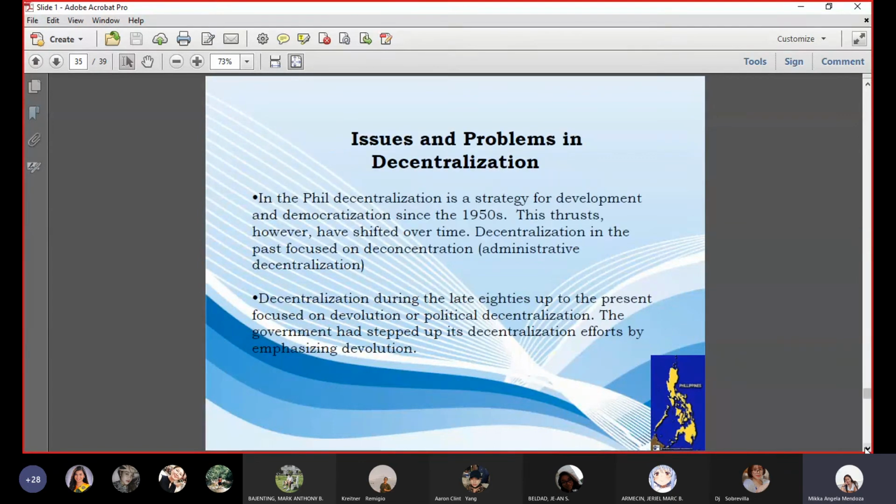programs. So another here is in the Philippine decentralization is a strategy for development and democratization since the 1950s. This trust, however, have shifted over time. Decentralization in the past focused on deconcentration or administrative decentralization. So, decentralization is the delegation of powers to a lower level.